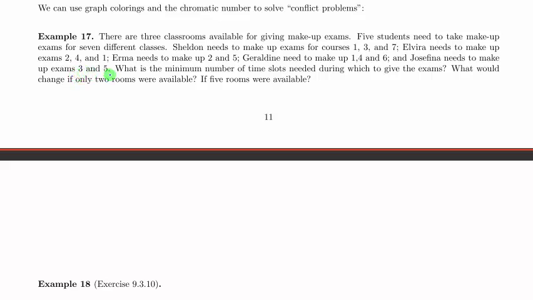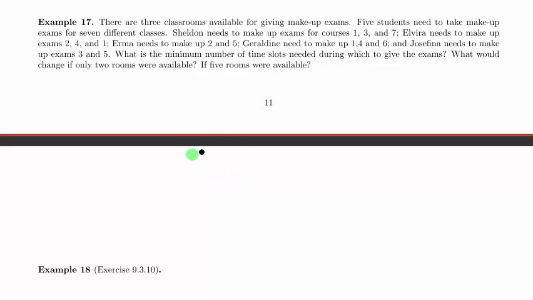exams 3 and 5, and we want to know what's the minimum number of time slots needed in which to give the exams. And would that change if there are only 2 rooms available or 5 rooms? Does the number of rooms even matter here? So we're going to go ahead and start drawing our graph. We're going to have 1 vertex for each of the classes because a student can't take an exam for the same class simultaneously.